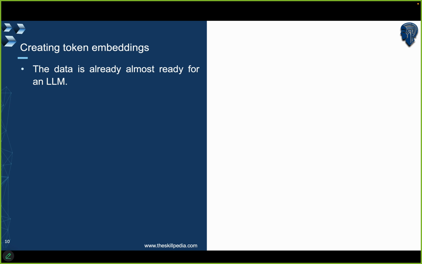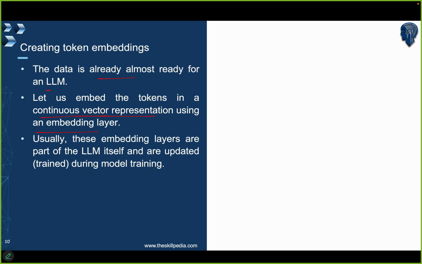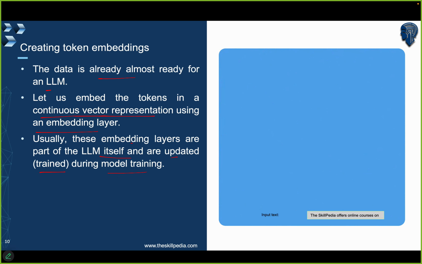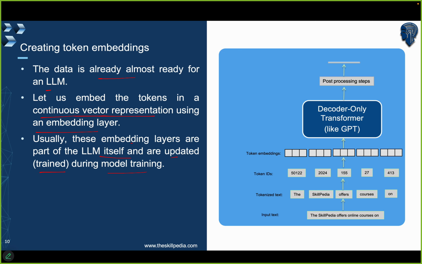Creating token embedding. The data is already almost ready for the LLM to consume now. Let's embed the tokens into a continuous vector representation using an embedding layer. Usually these embedding layers are part of the LLM itself and are updated or trained during the training of the model. And this is the implementation: input text, tokenized text, then token IDs, and then token embeddings, which is the step we are at now. We are going to create the token embeddings, and a decoder-only transformer like GPT, and the final post processing and the output layer.